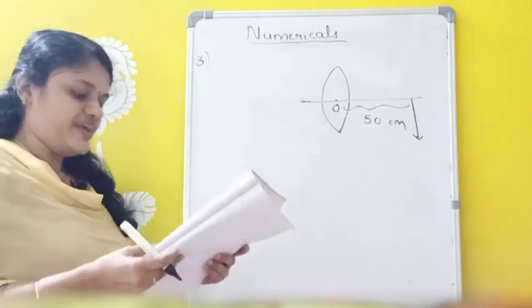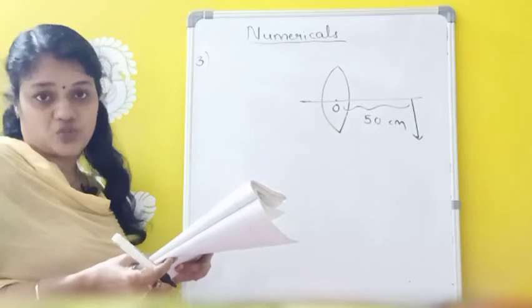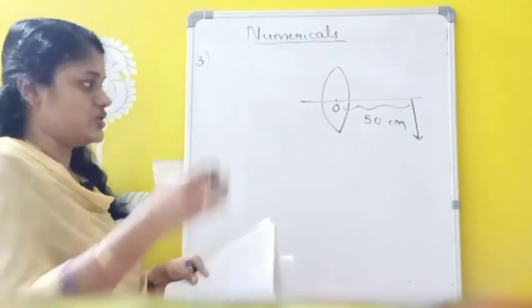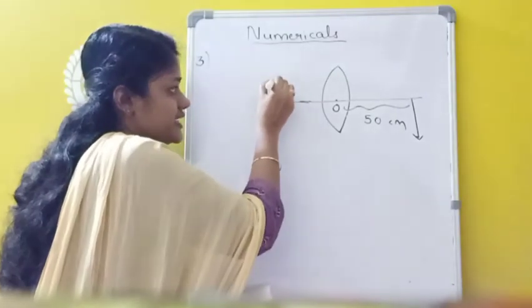Now, where is the needle placed in front of the convex lens? That means the needle is the object, and we have to find the object distance. So we are placing the needle somewhere here. So needle is the object.